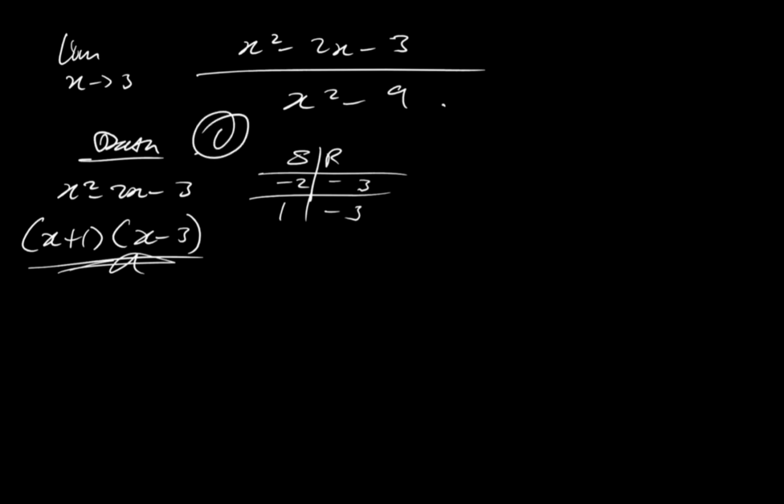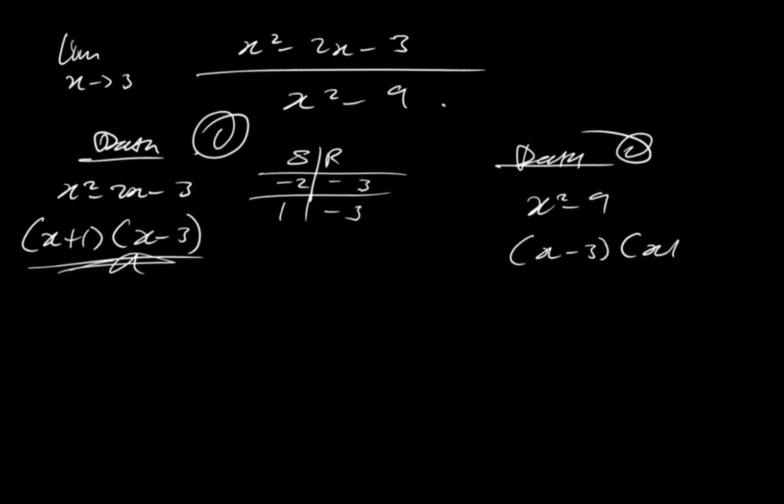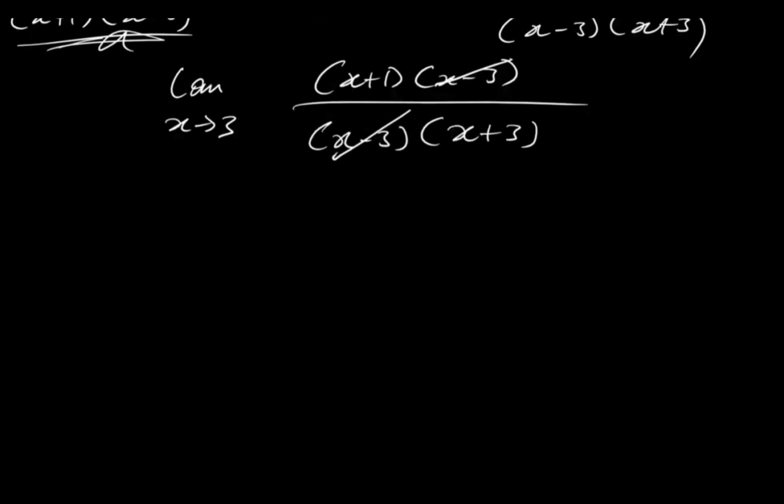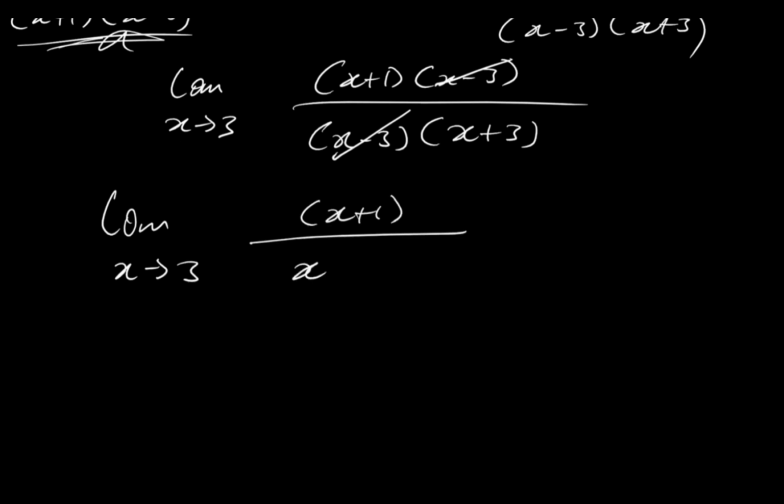For the denominator, we can do a difference of two squares. You know, x squared minus 9 will just be x minus 3 and x plus 3. So if we put this together, this will be the limit as x approaches 3 of the numerator x plus 1, x minus 3 over x minus 3 and x plus 3. This cancels with that, and you end up having your limit as x approaches 3 of x plus 1 over x plus 3.